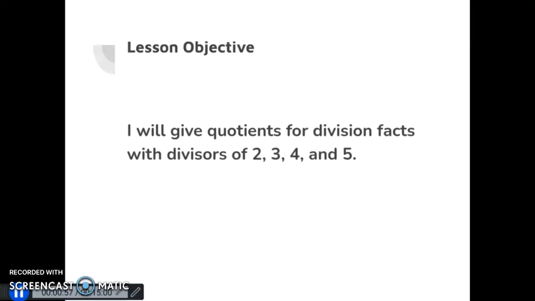So our lesson objective for this lesson is that I'm given quotients for division facts with divisors of 2, 3, 4, and 5. Now, we're using math terms that we've already been introduced to: quotients, divisors, dividends. We're going to talk about those today because they're going to be important for the assignment that you're going to be doing after the lesson. So make sure that you document those down so that you know what each of those mean, because you will need that in your lesson work for today.